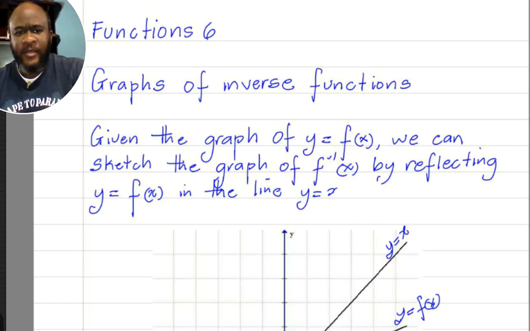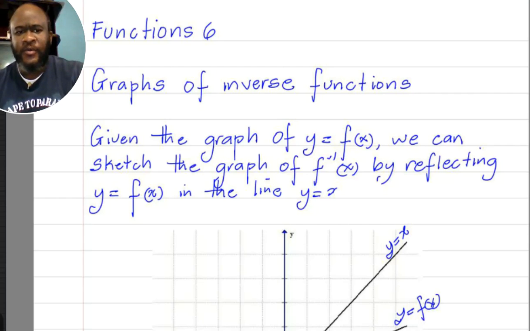Function 6, graph of inverse functions. Given the graph of y is equal to f of x, we can sketch the graph of f inverse of x by reflecting y is equal to f of x in the line y is equal to x.